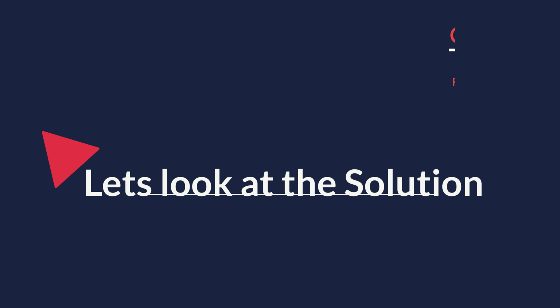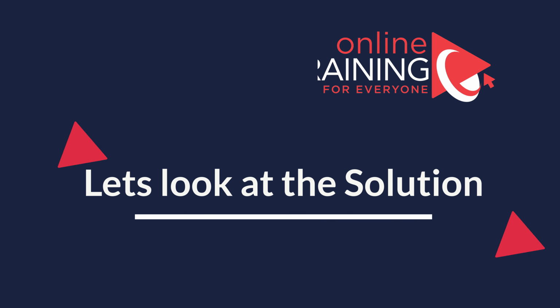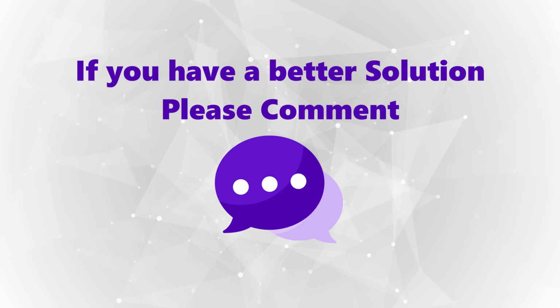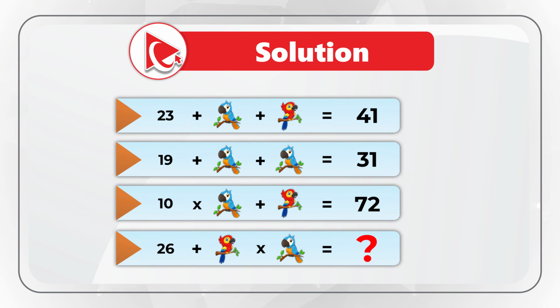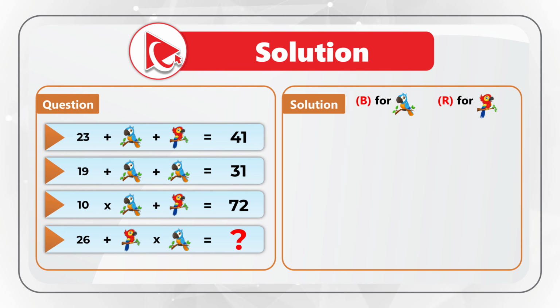And on my end, I am moving forward to share with you my version of the solution. And obviously, if you have a better way to solve it, please make sure to post in comments so we can all learn. For simplicity, let's create variables. We will use B for blue parrot and we will use R for red parrot. So the first step here is to create and solve an expression.